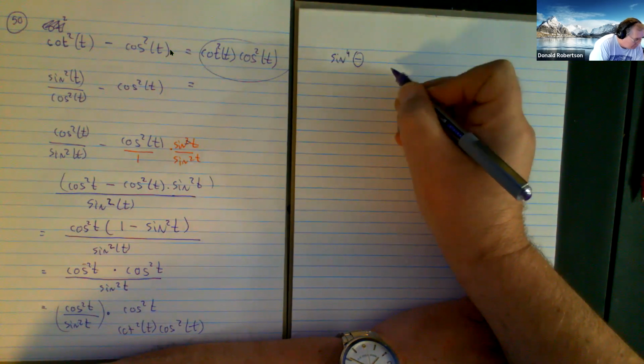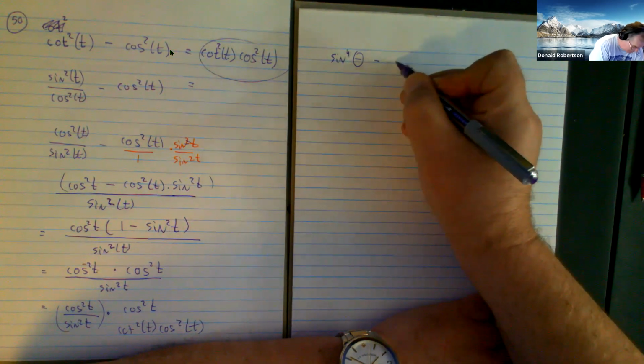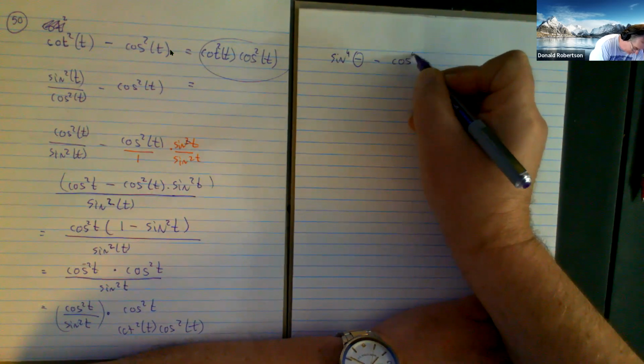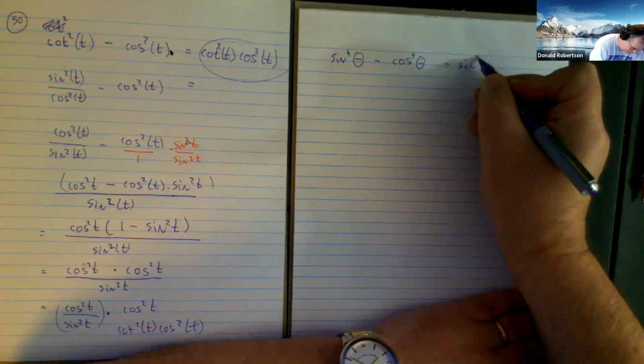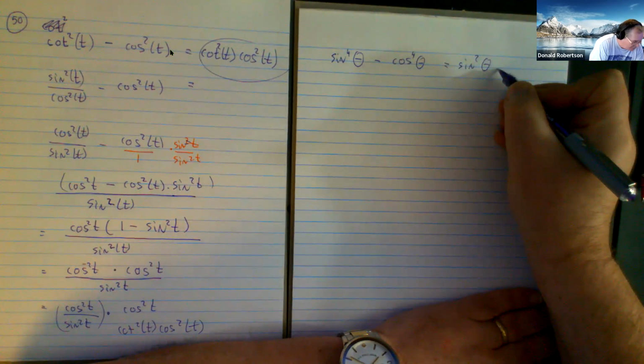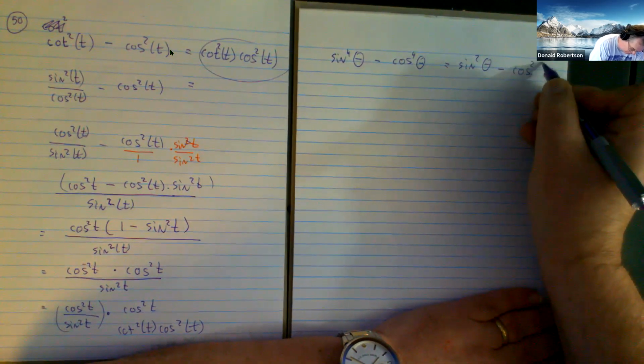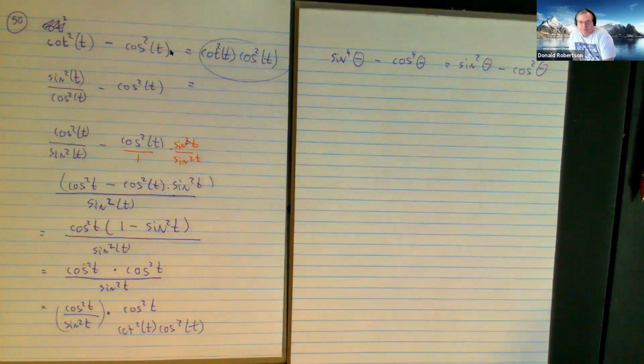Sine to the 4th power of theta, cosine to the 4th power of theta, sine squared theta, take away cos squared theta. Last one for today.